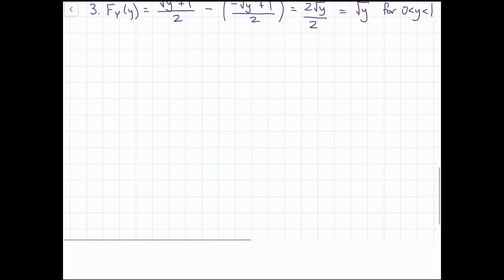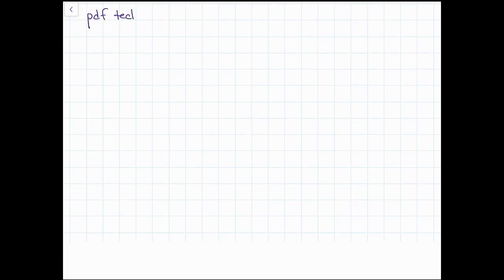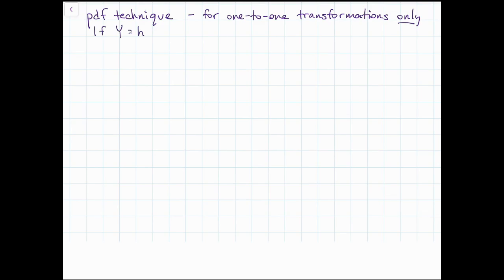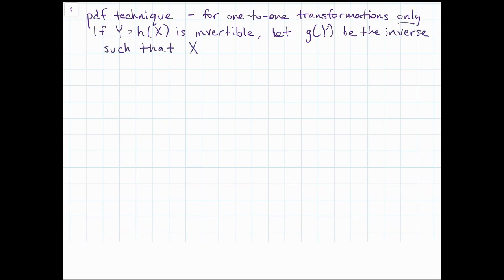Now I want to talk about the second technique, which is known as the PDF technique. This can only be used if we have a one-to-one transformation, in other words, like an invertible transformation. So if y is h of x, that's an invertible function, we'll just let g of y be the inverse of that function, such that essentially x is equal to g of y. And then this PDF technique is super simple. The first step is the same, we just find the range of y using the same rules as before.